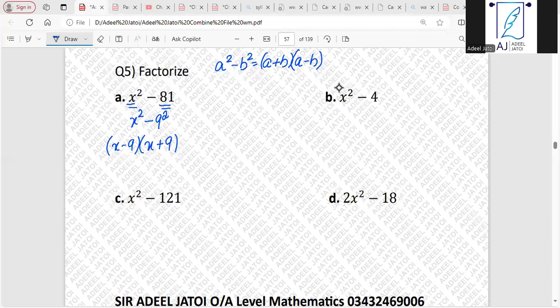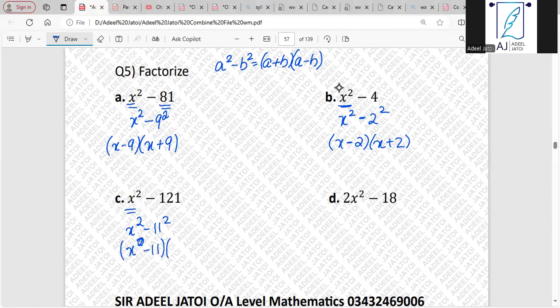Part B, we have x square minus 4, right? So this will be x square minus 2 square, which means x minus 2 and x plus 2. So we can open this as x minus 2 and x plus 2. Part C, this is x square minus 121. So x square minus 11 square: x minus 11 and x plus 11.